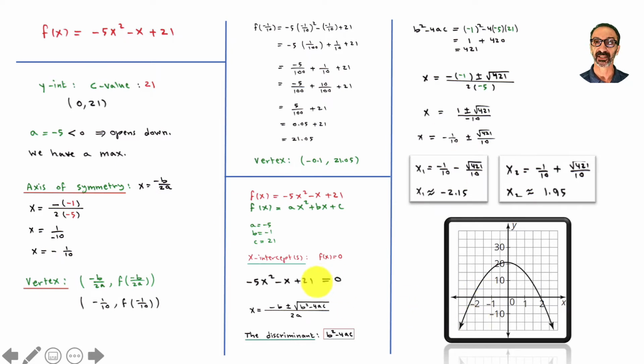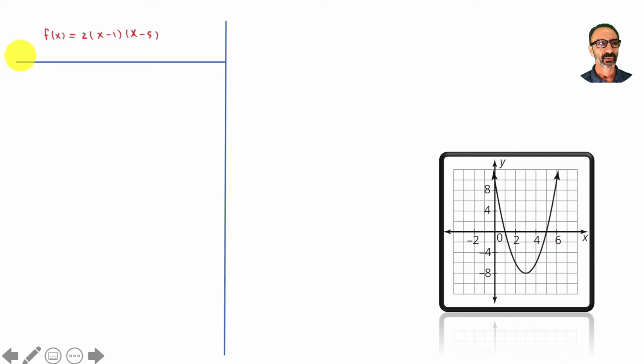Let's take another one. When you have f of x equal 2 times x minus 1 times x minus 5, that's a factored form, tells you that a is 2, opens up, +2, and the roots are 1 and 5. 1 and 5. Let's write more details and discuss the difference or the benefit of knowing this and graphing or comparing to the graph.